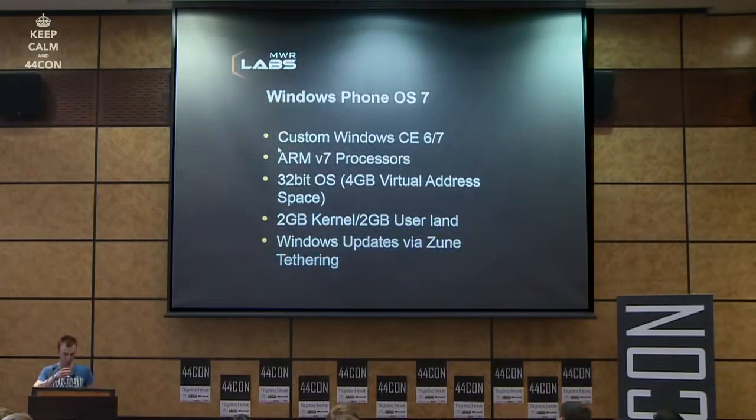The operating system itself is based on Windows CE. It's somewhere between CE 6 and CE 7, I think, but it's heavily customized for Windows Phone. The processors in use are ARM architecture at the moment. All the phones are ARM. It's a 32-bit OS, so that gives you a 4 gigabyte virtual address space, which is divided up into 2 gigabytes for the user land and 2 gigabytes for the kernel. And then finally, the updates for the operating system are pushed out via Windows Update and Zune tethering. And updates are signed, so you can't just apply malicious updates to the phone. They have to be correctly code signed by Microsoft.